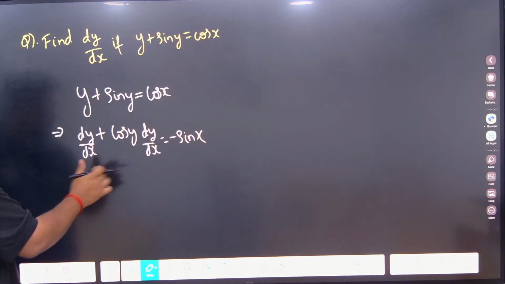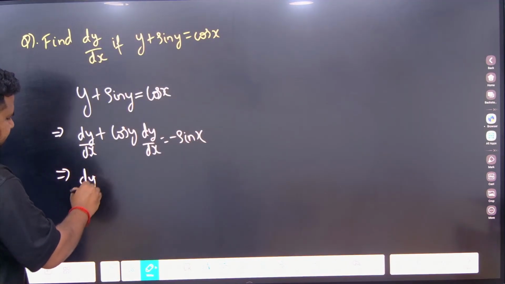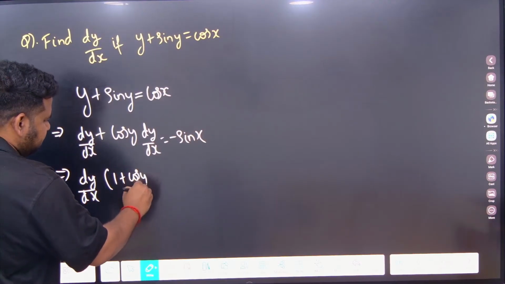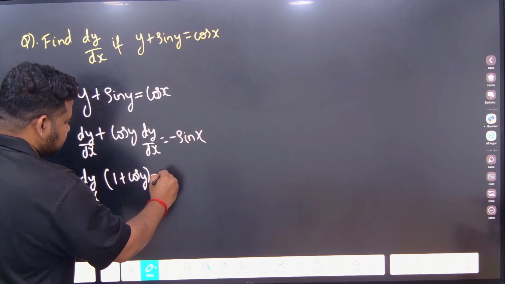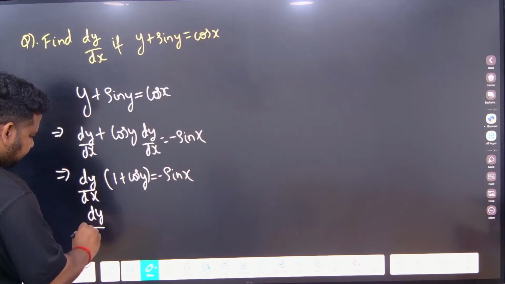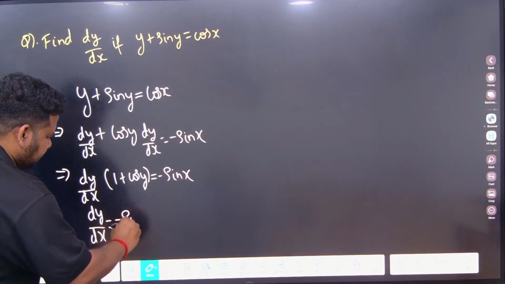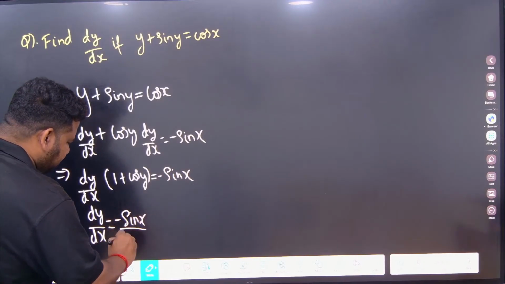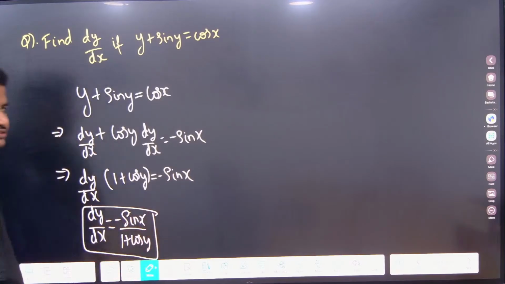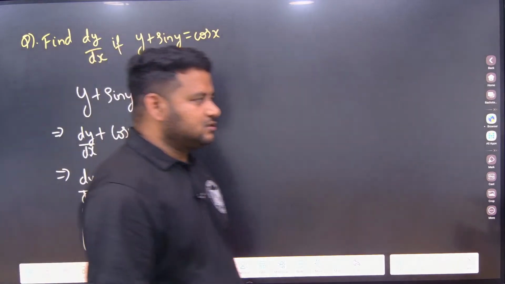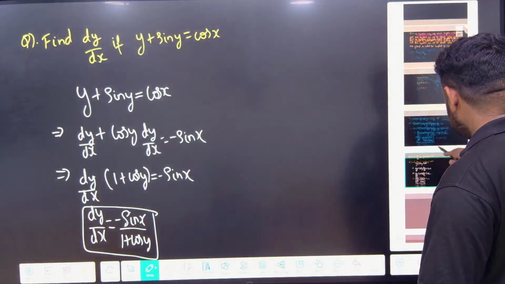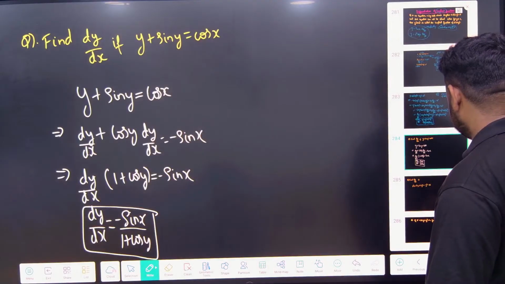Now take dy by dx common. If I take dy by dx common, I will have 1 plus cos y is equal to minus sin x. So dy by dx will be equal to minus sin x by 1 plus cos y. This is the final answer to this question. So this is how we will do implicit differentiation.